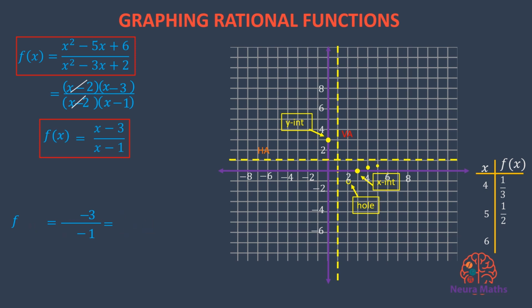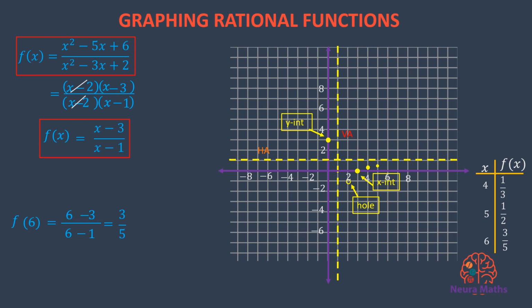What is the value of f of 6? f of 6 is equal to 3 over 5, which is a little bit greater than half. So, it is almost there. As we can see, the greater the value of x, the closer the graph to the asymptote.